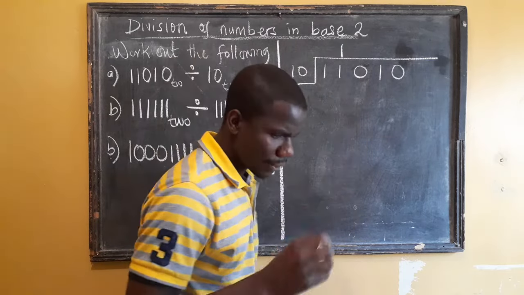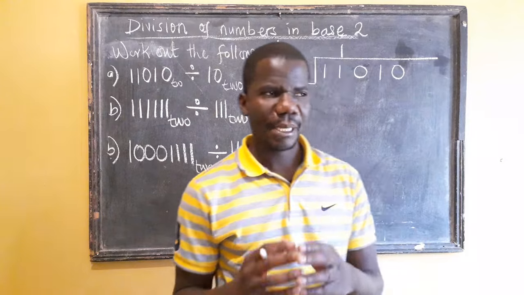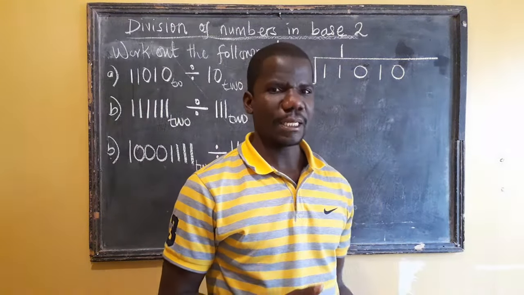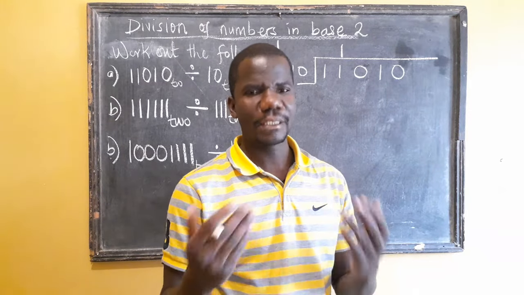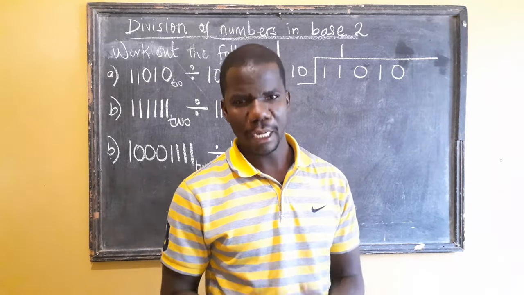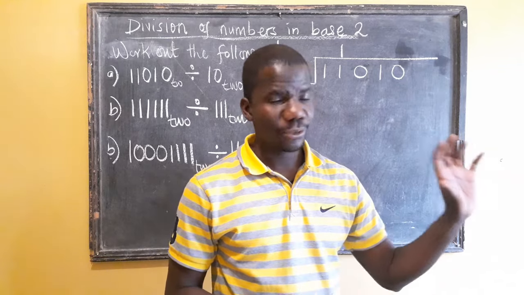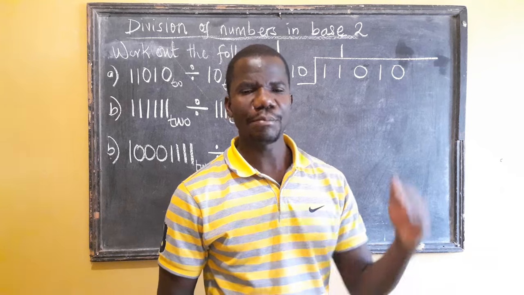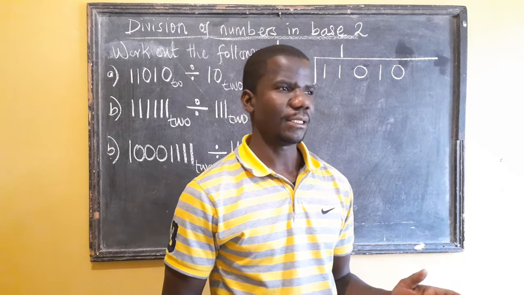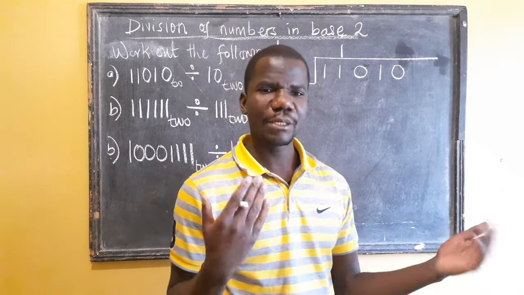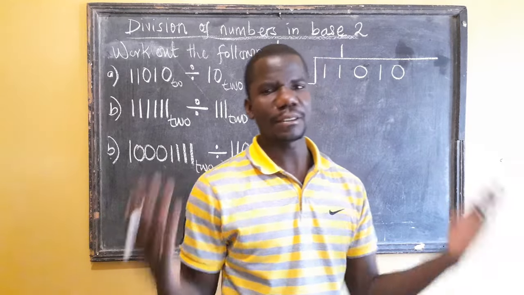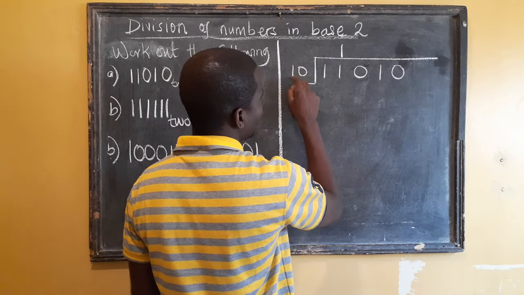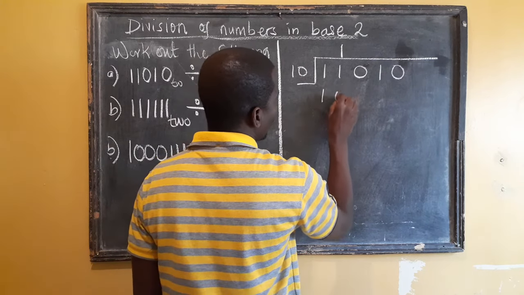And I have to emphasize one thing. When we are dealing with numbers that are in base 2, if we say, can this number go into the other, and the answer is yes, how many times? It will always be 1. If it can go into the other number, it will always be 1. Take note of that. If it can't go, then it's 0. So we're dealing with just the 2 digits, 1 and 0. So we multiply 1 by 10, it will be 10 again.